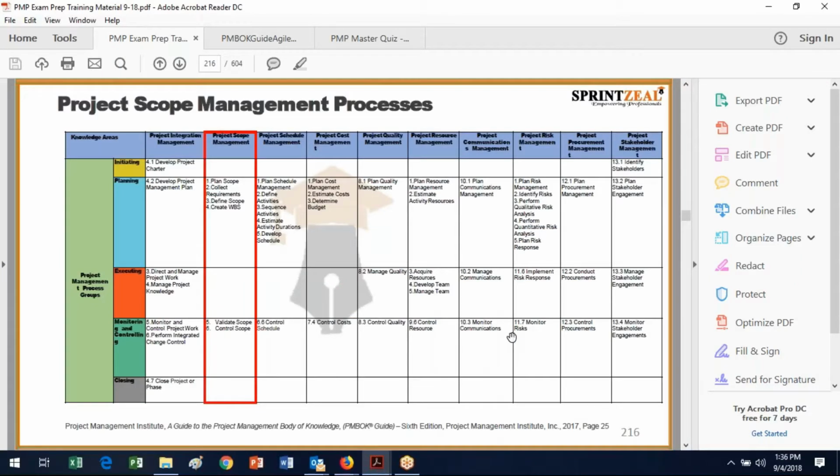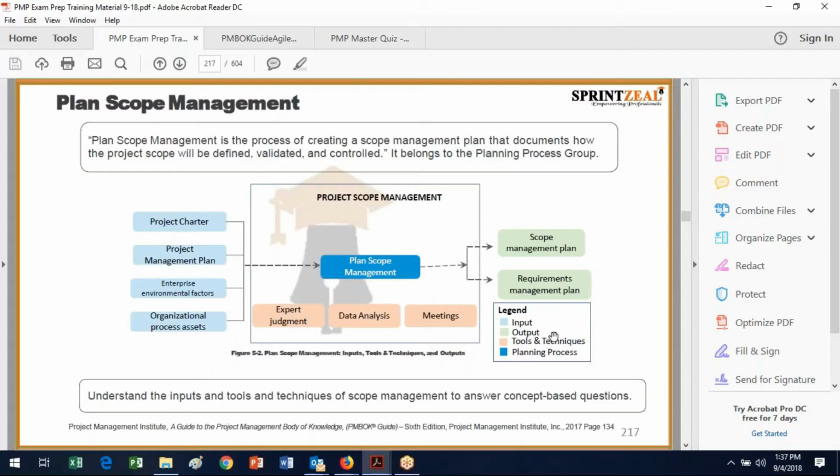So if we look at a slice of the pie for scope management, we notice we've got 4 planning processes and 2 monitoring and controlling processes. Now we're going to talk about these processes in more detail. First of all, we start with plan scope management.